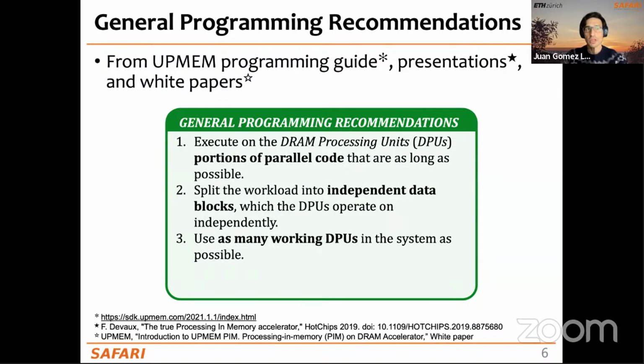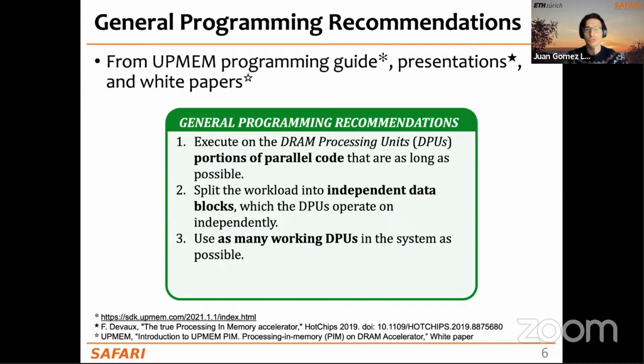The third programming recommendation is to use as many working DPUs in the system as possible. Of course, if our data set is large enough, we will be able to use all DPUs available in the system. If not, it might be better to use a smaller number of DPUs, especially in cases where we need to synchronize across DPUs, because, and this is something that we are going to discuss today as well, if we have multiple DPUs, we will incur more cost from the synchronization and communication across DPUs. But in principle, in order to exploit as much parallelism as possible, it's better to use as many working DPUs as possible.